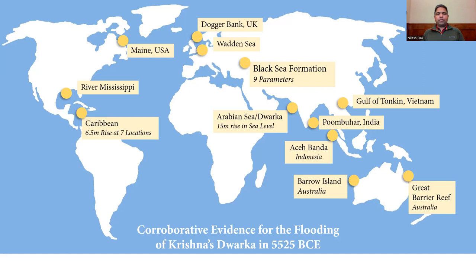So in this episode, what we will do is we will look at multiple additional evidence, archaeology evidence around the world related to flooding and destruction of Krishna's Dwarka in 5525 BCE. Whereas until now, we typically dedicated one episode for each of these locations. We will not do that. I think by this time, you should have a very good idea as to the kind of evidence that is available. And if after this, even just at what we have shared so far, if somebody is not convinced, then the problem is not with the evidence. The problem is with that individual.